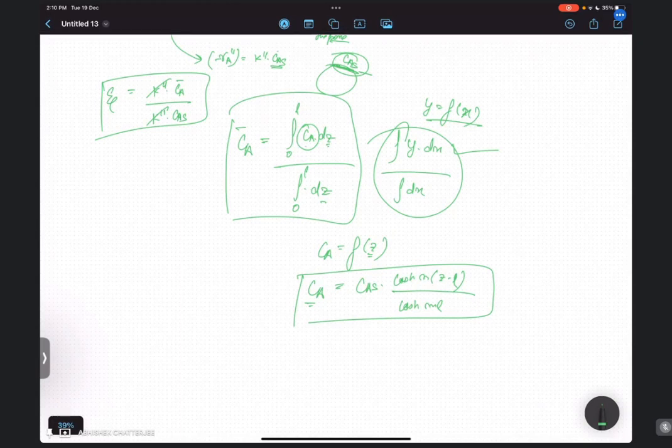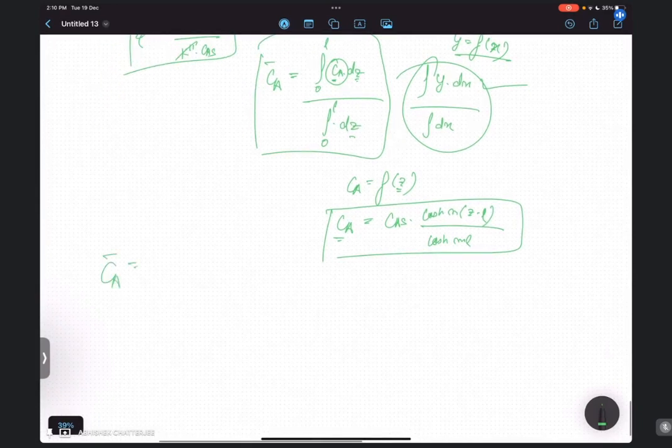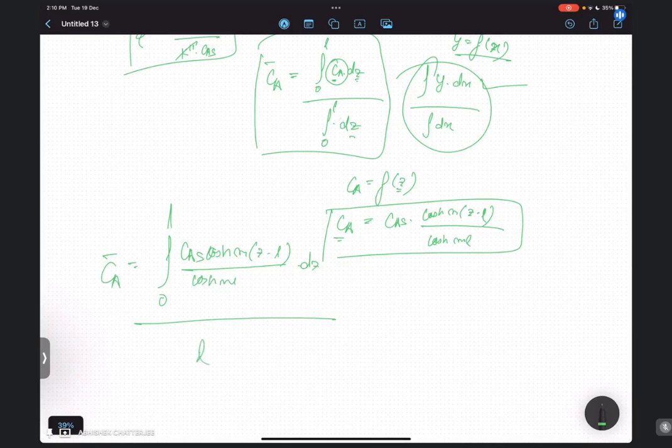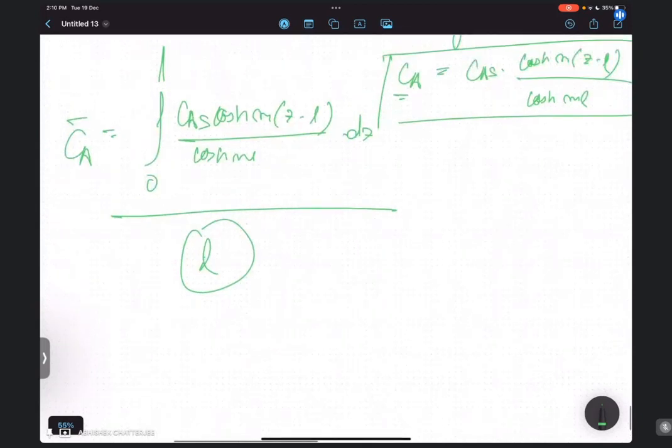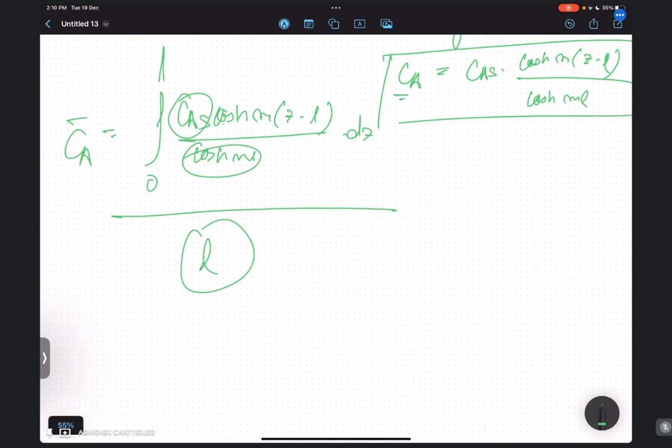अब कुछ नहीं करना है भाई, ये इंटीग्रेशन ऑफ 0 टू L dz तो जस्ट L हो जाएगा। तो CA bar will be equal to integration of 0 to L CaS cos hyperbolic m(z minus L) divided by cos hyperbolic mL into dz, और divided by ये integration of 0 to L dz will just be equals to your L. Okay, this integration you have to do. It is a very simple integration. This CaS and cos h mL are constant, so they will come outside the integration. This cos h m(z minus L), this will stay inside the integration.